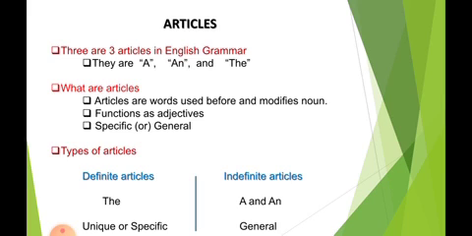Types of articles. There are two types of articles, definite article and indefinite articles. The is called a definite article, and a and an are called indefinite articles. So, the is used when we are specifying something or if something is unique, then we use the before that word. And a and an we use in a general sense.